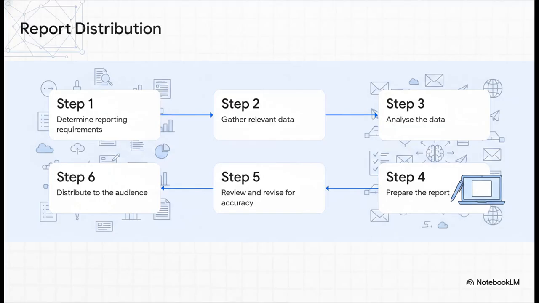And here's that process laid out in 6 steps. It's totally logical, right? It goes from figuring out what you need to gathering the data, analyzing it, and then building the report. But I want you to pay close attention to step number 5, review and revise for accuracy. You cannot skip this. One mistake can tank the credibility of the entire report.